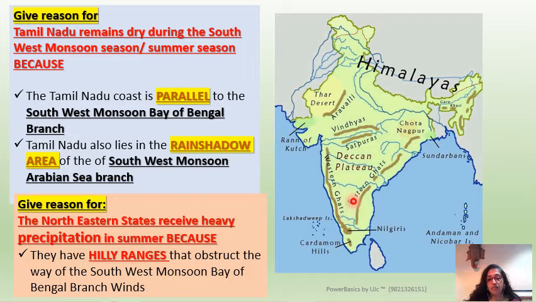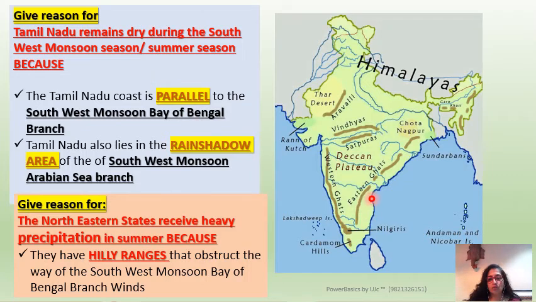Also, when it hits this, Tamil Nadu is here. This is the windward for Eastern Ghats and this is the leeward side, the rain shadow area. So when the Bay of Bengal branch is there, it's going this way, it's parallel. When you're parallel, there is nothing to break the rain. And when it is coming this way, you're in the leeward side, so you won't get rain. So both these points you must know.